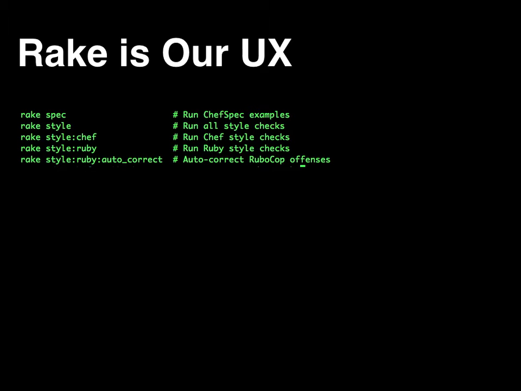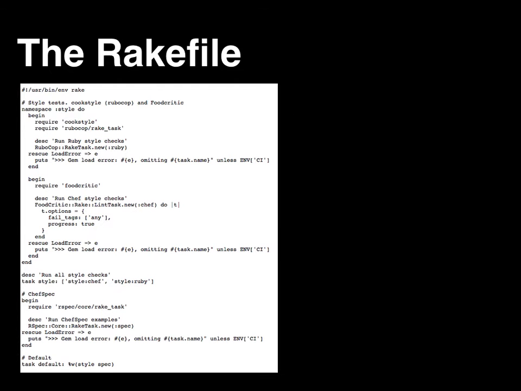So you have rake spec, we have rake style, that breaks down into a few, and then we can also even do a style autocorrect. So this is our Rakefile. It is a little ugly. I wouldn't worry about exactly what's going on in this. This is something you can completely just copy and paste from some of our repositories. A lot of what is in here is error handling in case you're not running it correctly.